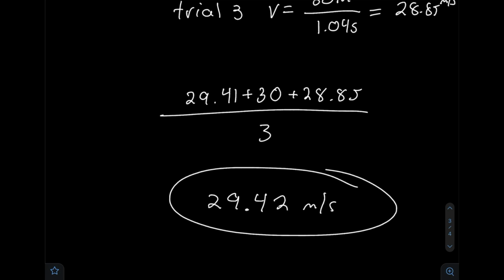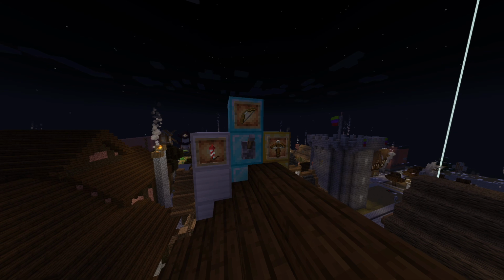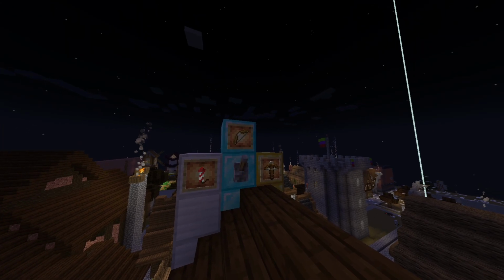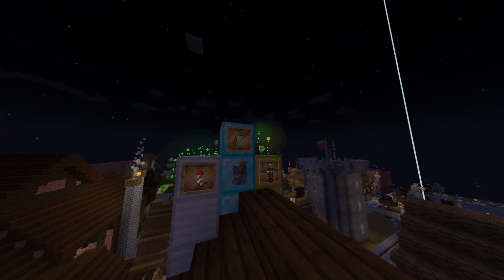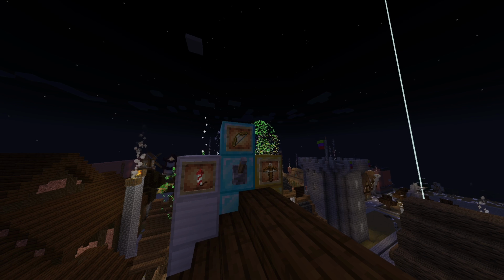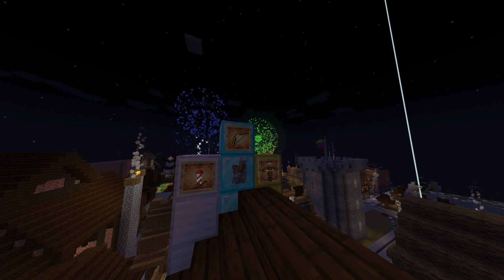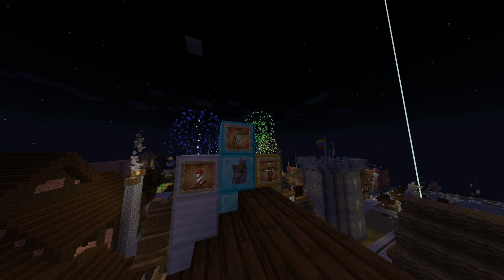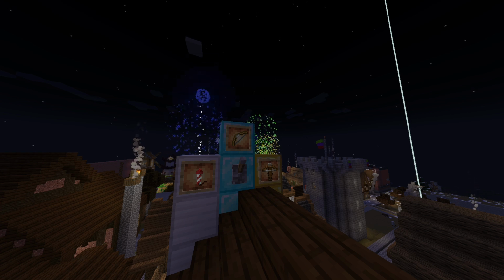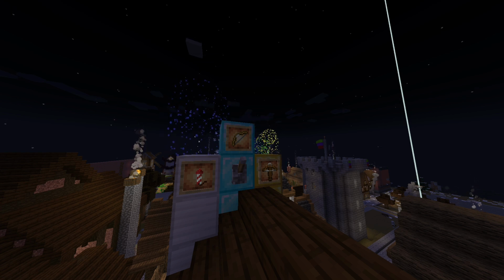In conclusion, using a bow and arrow has the highest velocity at an average of 38.28 meters per second. In second place would be a crossbow and arrow at 34.64 meters per second. And although it flew the furthest, lastly a crossbow with firework at 29.42 meters per second.